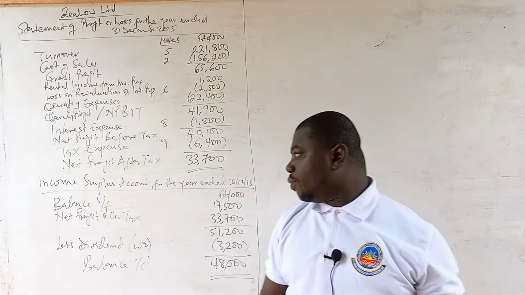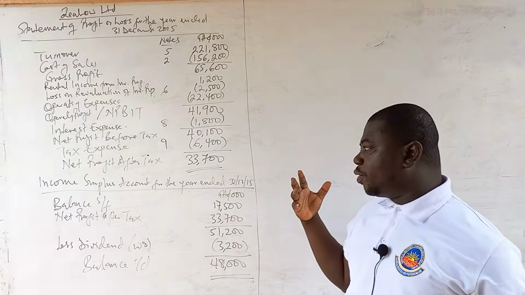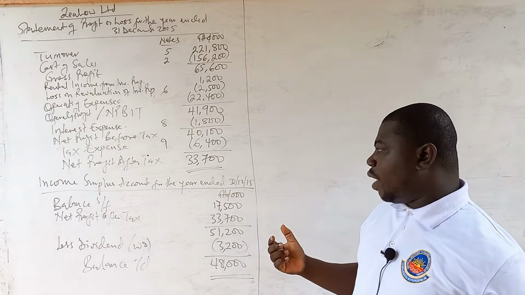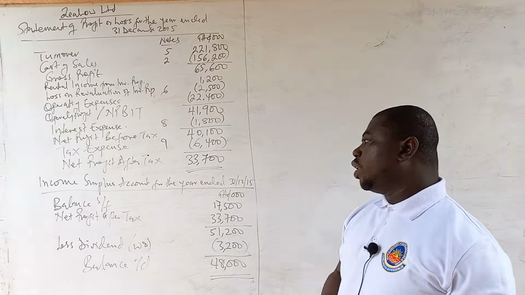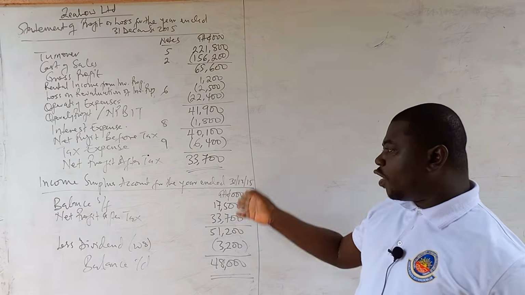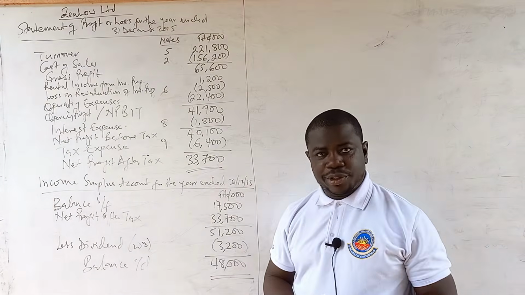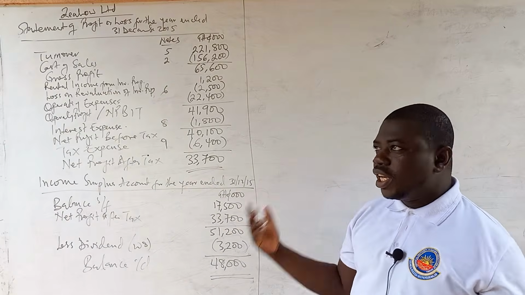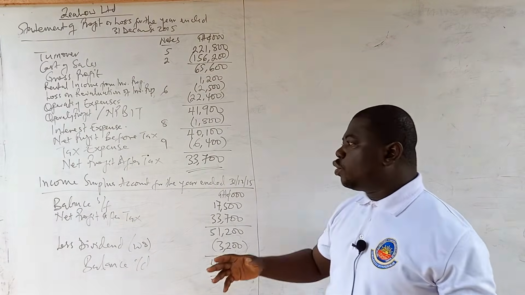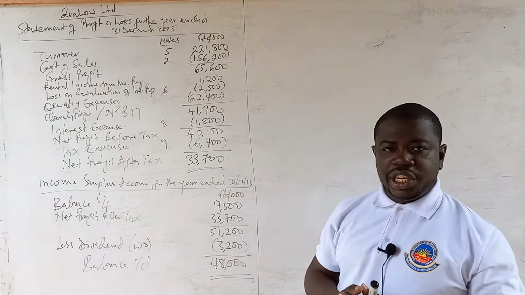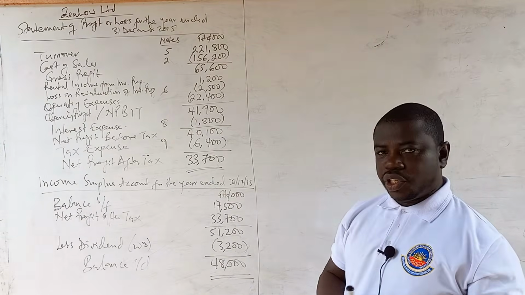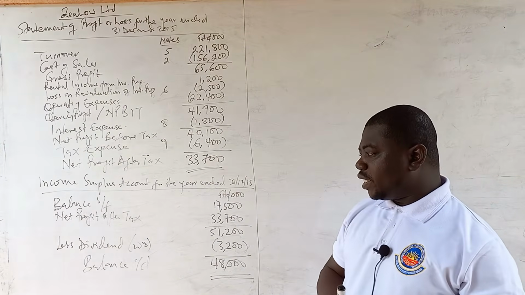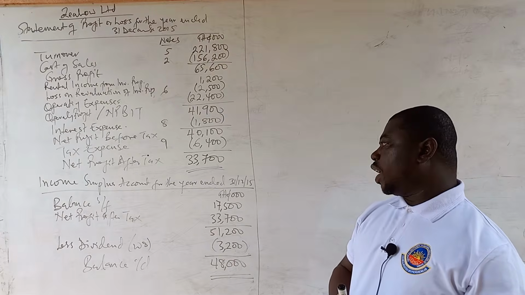So ladies and gentlemen, instead of preparing a whole statement of changes in equity, we were not required for that. So we can use the income surplus account to reflect only the changes in the income surplus. Stated capital didn't change. Revaluation surplus didn't change. So we can pick those figures directly into the statement of financial position. So this is how to go by the income surplus account as well.